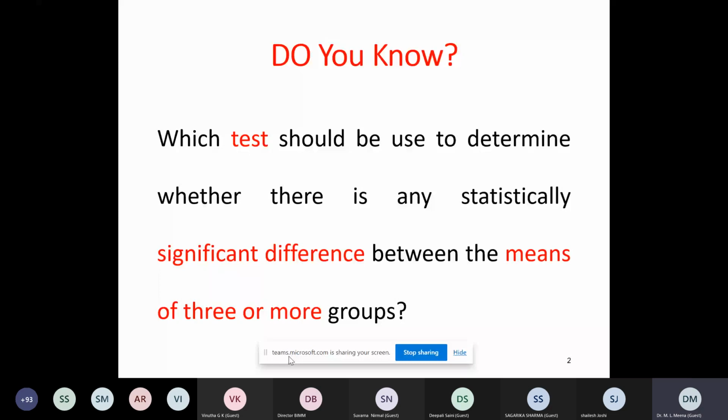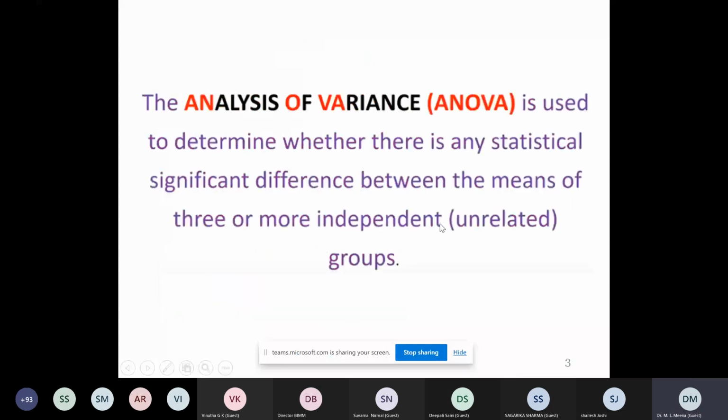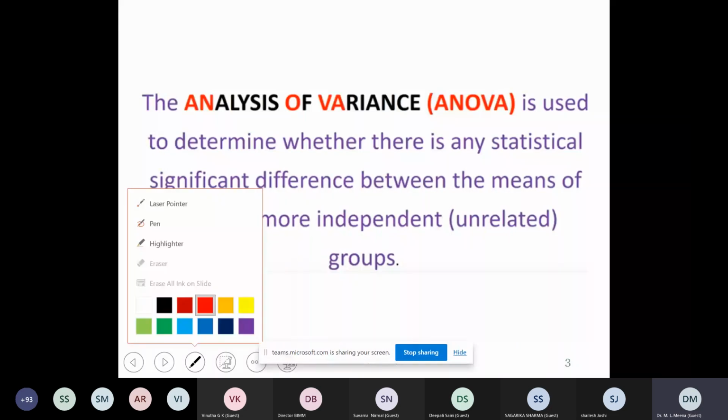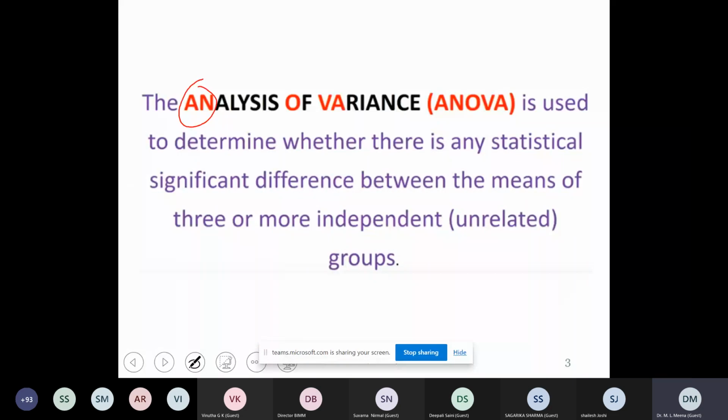So ANOVA is the analysis of variance. It is used to determine whether there is any statistically significant difference between the means of three or more independent groups.